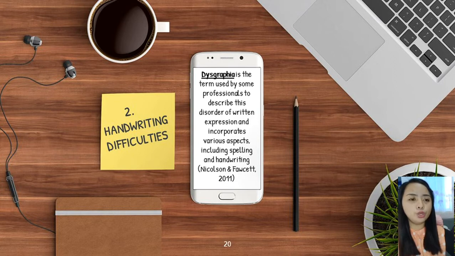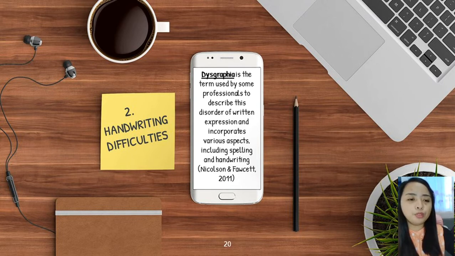Dysgraphia is the term used by some professionals to describe this disorder of written expression and incorporates various aspects including spelling and handwriting. So students with dysgraphia have unclear, irregular, or inconsistent handwriting, often with different slants, shapes, upper and lower case letters, and cursive and print styles. They also tend to write or copy things slowly. So those students who are experiencing difficulties when it comes to handwriting and spelling, it is what we call dysgraphia.